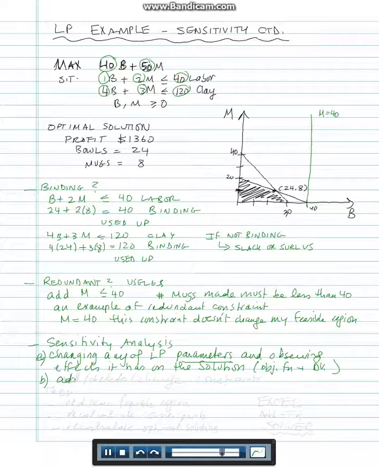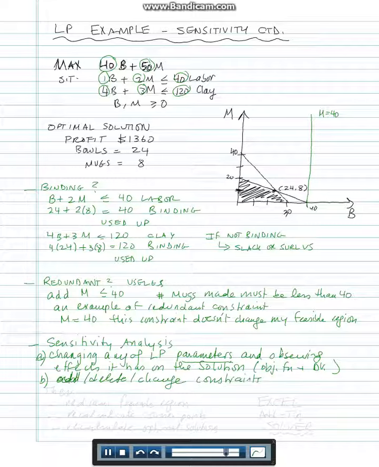Add or delete a constraint can be considered also sensitivity analysis in some books, so you're adding a market constraint, or anything like that. That could be considered sensitivity analysis, but traditionally the books have considered the parameters as sensitivity analysis.